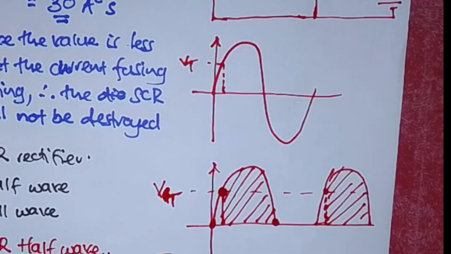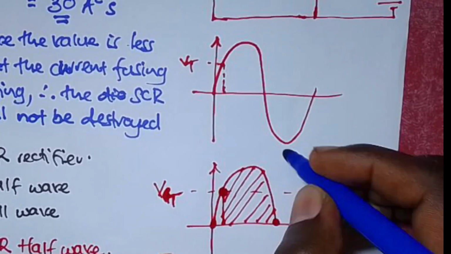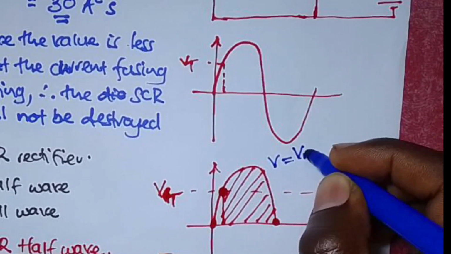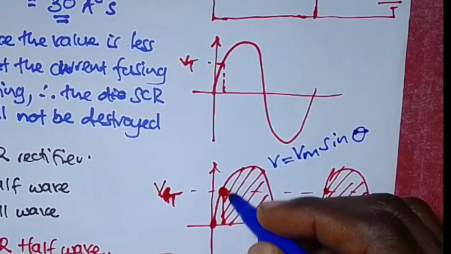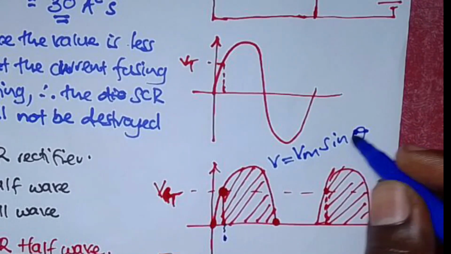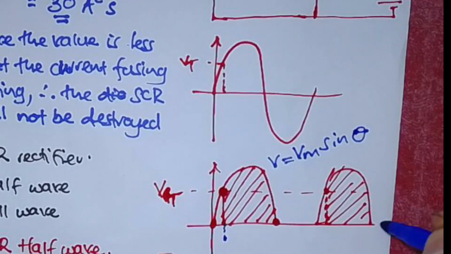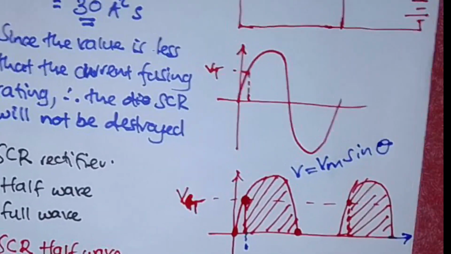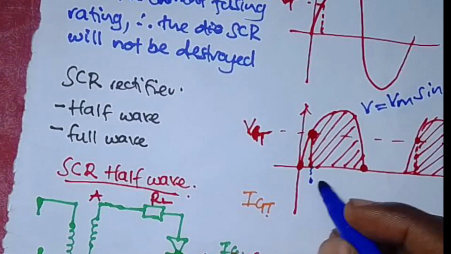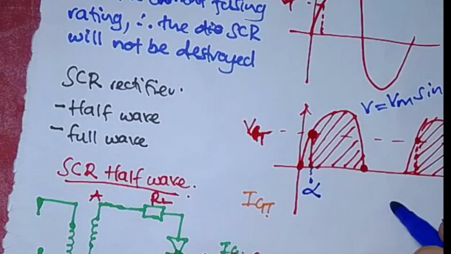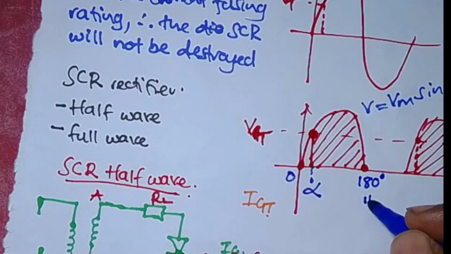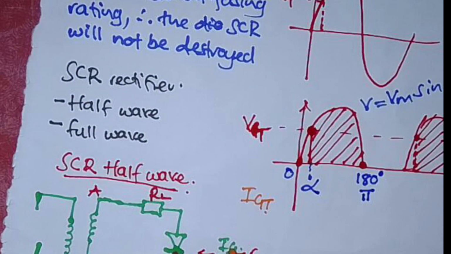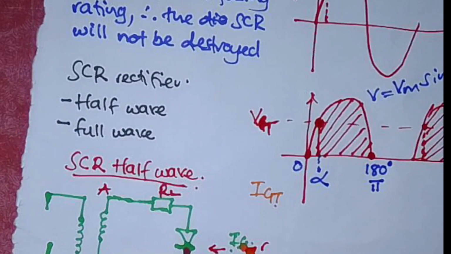So remember that our voltages are defined as V equals Vm sine theta. Similarly here, theta is the varying angle along this path. The angle at which this SCR is turned on is what I call my firing angle alpha. And this is 0, and this is an angle of 180 degrees, which is represented as pi.